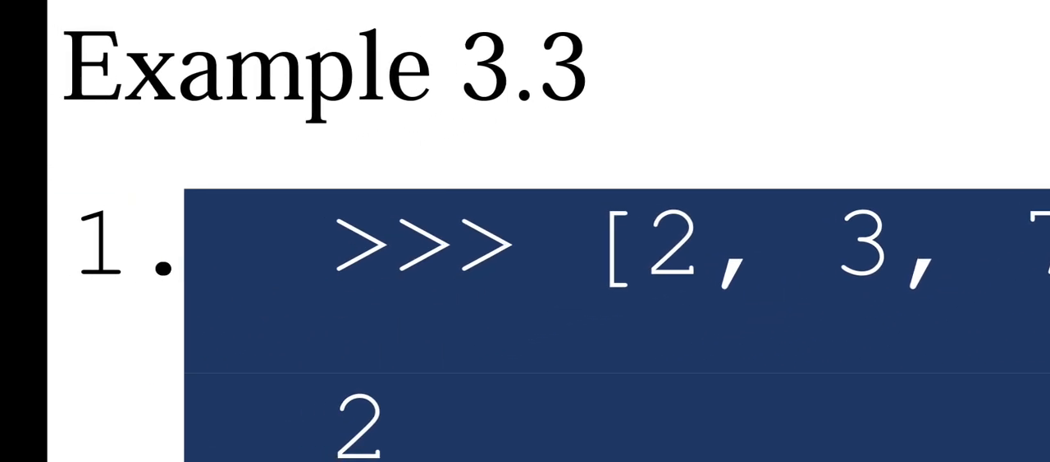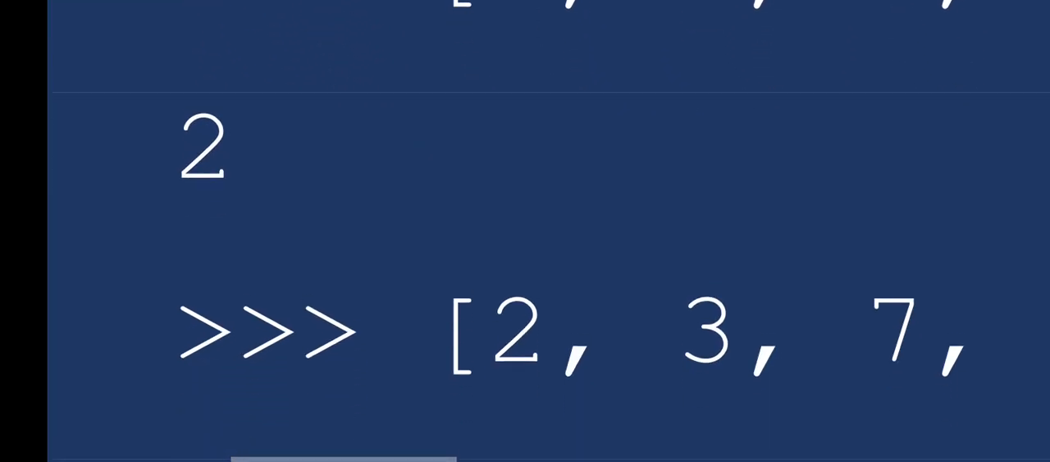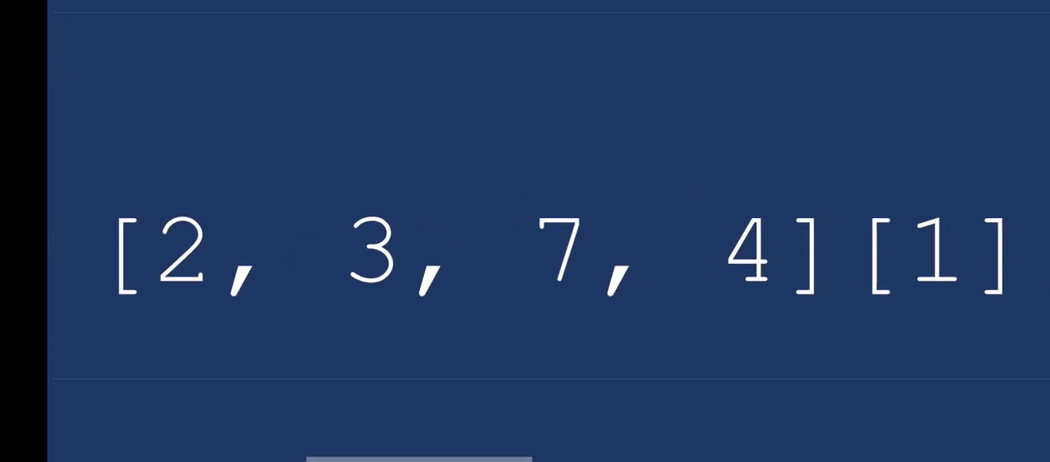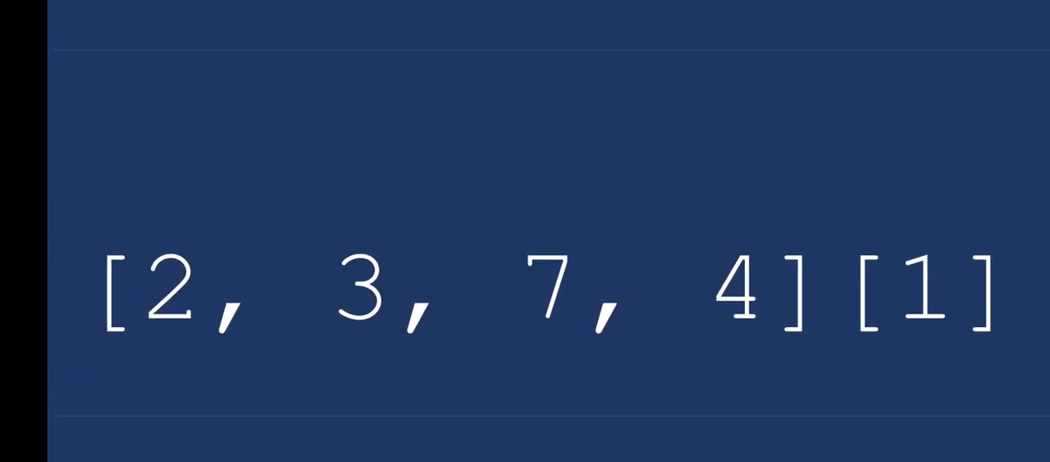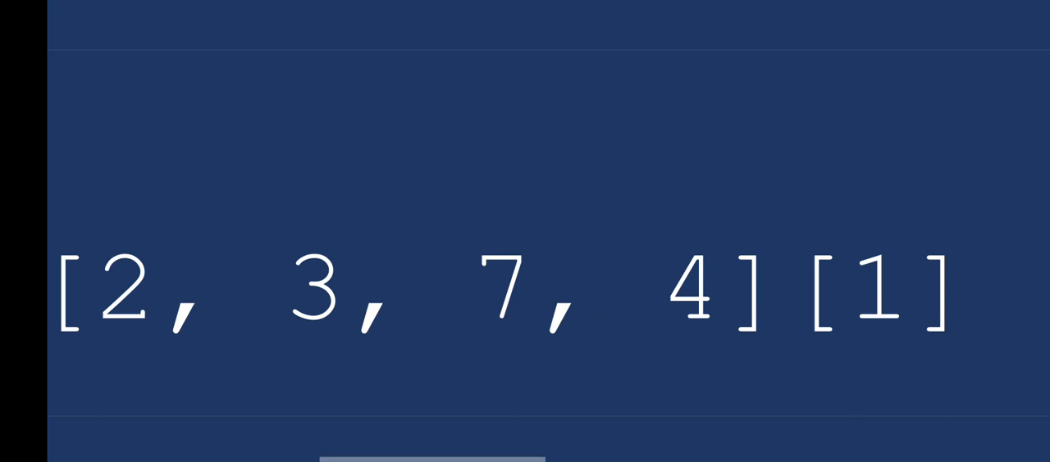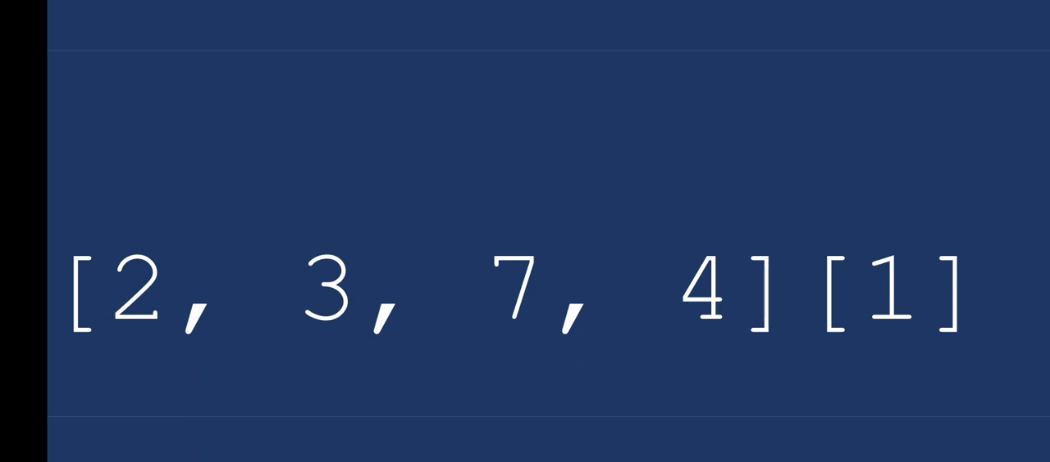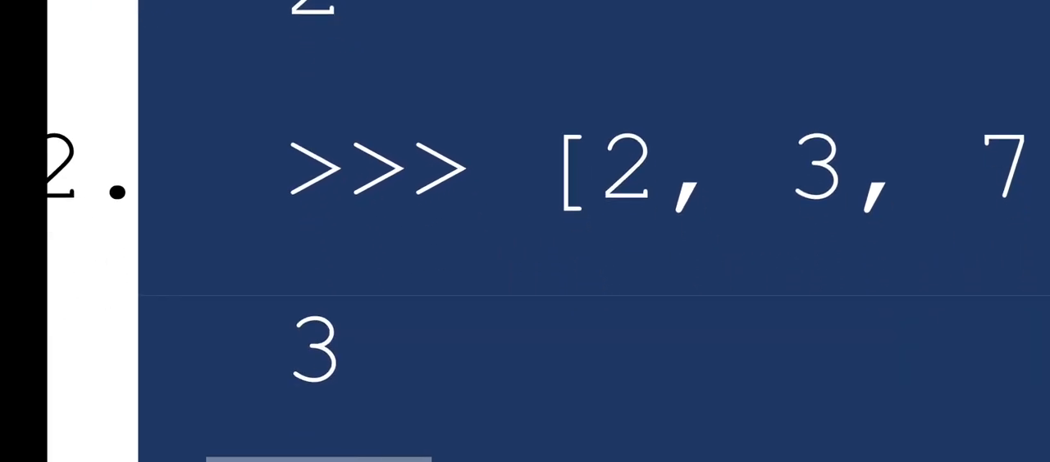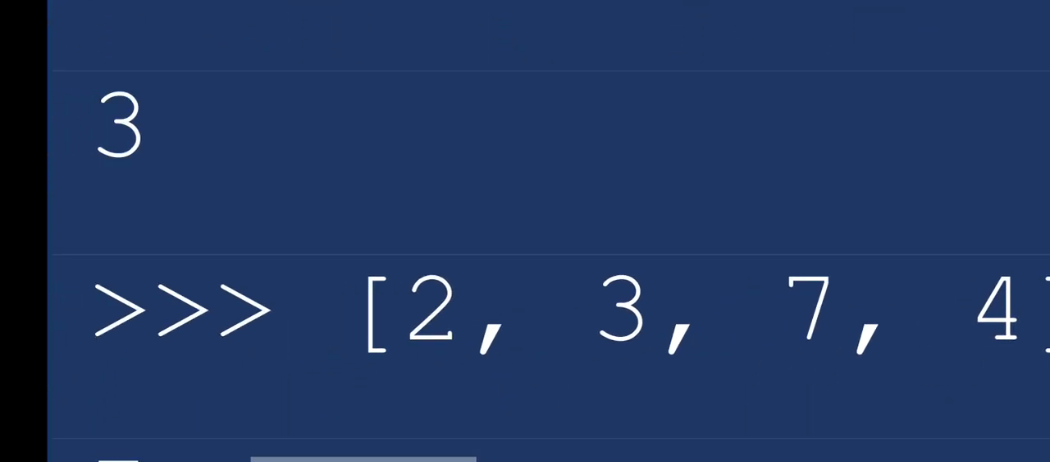This is a list of 2, 3, 7, and 4, and we are trying to access the element at index 0, and the element at index 0 is 2, right? So the output is 2. Example 2, another list of 2, 3, 7, 4, and we are trying to access the element at index 1, and the element at index 1 is 3.